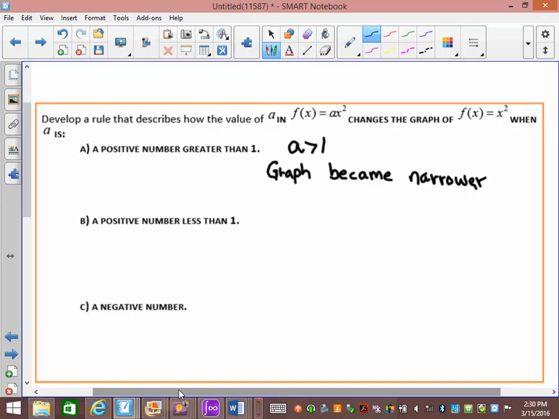A positive number less than 1. A positive number less than 1 means that a is between 0 and 1. If a is between 0 and 1, what happened to the graph? It got wider. Let's have you flip back to the graph.